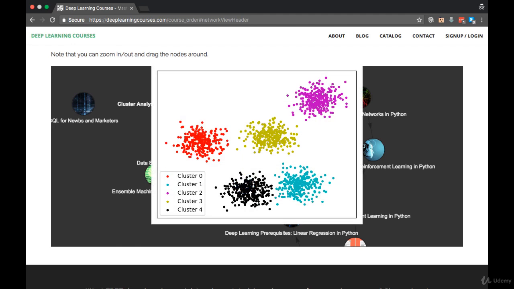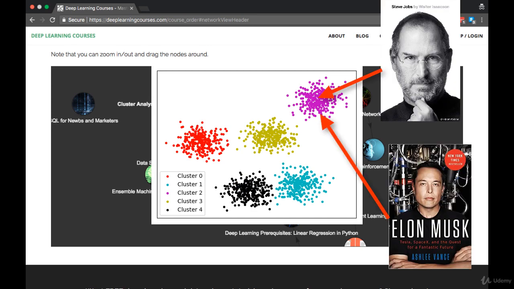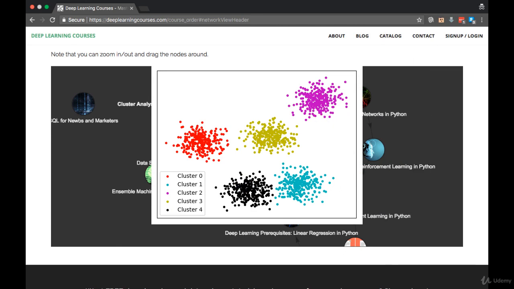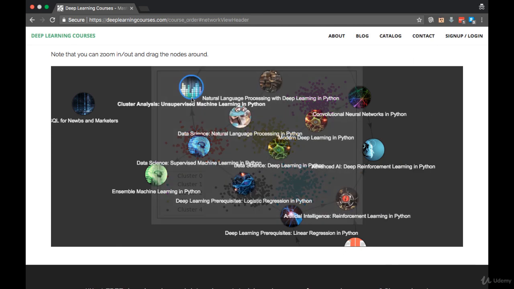We want to know how many naturally occurring groups of data there are, and what are the relationships between the data in these clusters. So for example, if you were clustering books, you might find a book about Steve Jobs and a book about Elon Musk in the same cluster. This cluster is probably about tech companies in Silicon Valley. But you don't need a label in your data to tell you that. You can discover it yourself by looking at how the data naturally groups together.